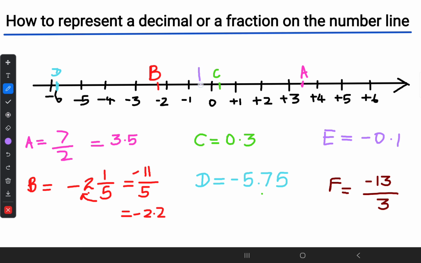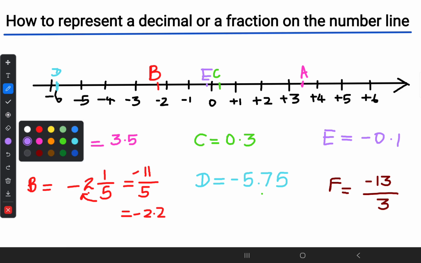So when we draw an imaginary line, this is negative 0.5, no? But our one is negative 0.1. So that is a little closer to our 0. That is a very minute difference between 0 and negative 0.1, no? That's why that is located a little bit closer to our 0 value. This is our E. And finally, F.